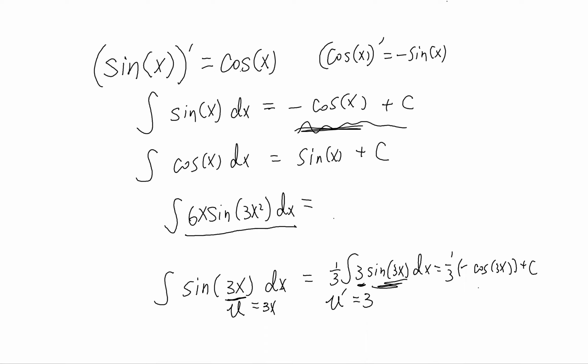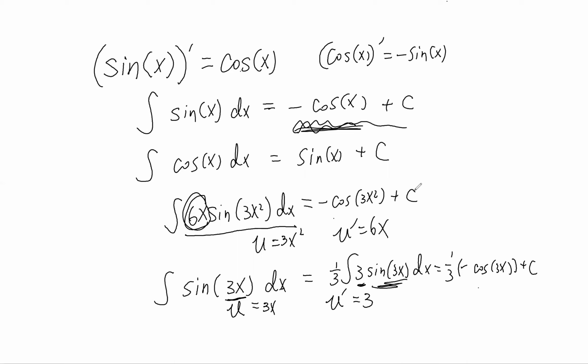Our u prime is 6x, right? So our u is the inner function, which is 3x squared. Our u prime is 6x. So we do have 6x in front. We already prepared everything to solve this problem. So now it's done. Our final answer will follow the rule we have. Sine goes to negative cosine. So that's going to be negative cosine 3x squared plus c.